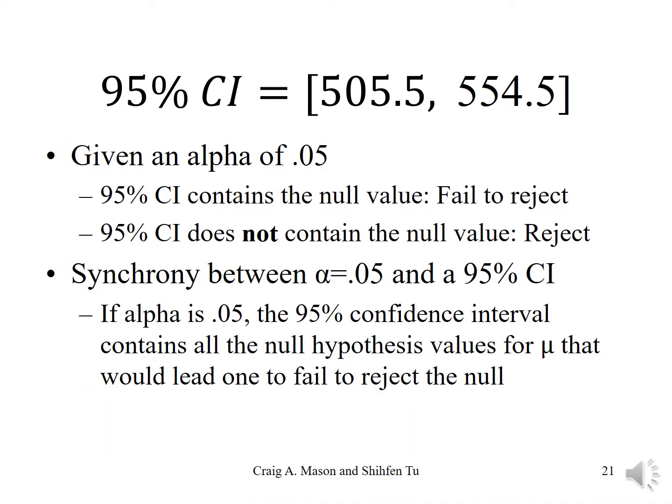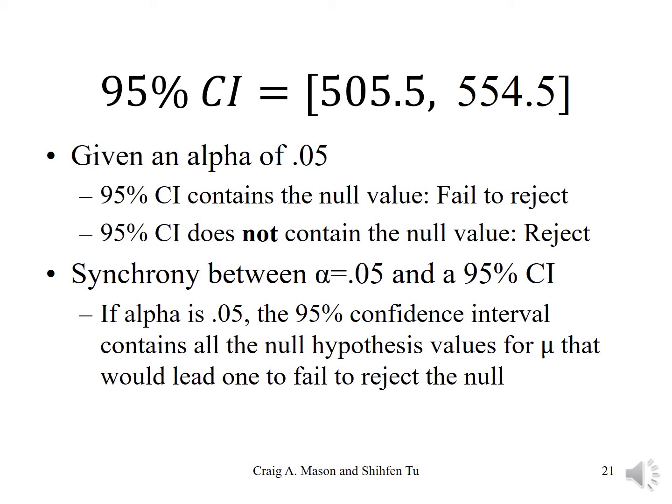This gives us an additional insight into the 95% confidence interval when alpha equals 0.05. If the value for the null is in the confidence interval, you'll fail to reject the null. If it's not, you'll reject the null hypothesis. In essence, the 95% confidence interval is also telling you the range of values for which you would fail to reject the null hypothesis when alpha is 0.05. There's an inherent synchrony between a 95% confidence interval and an alpha of 0.05.